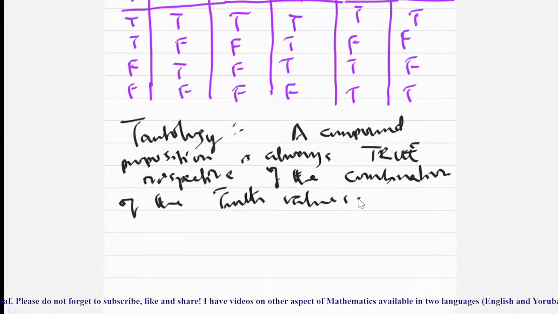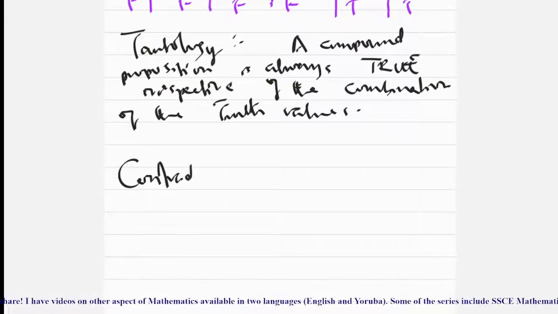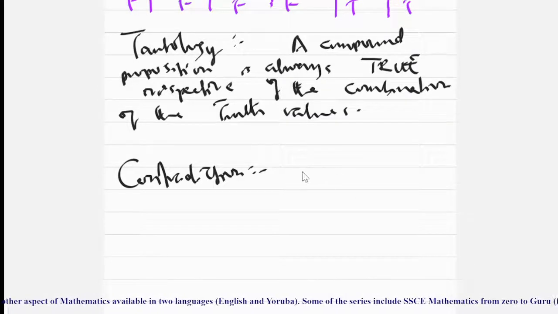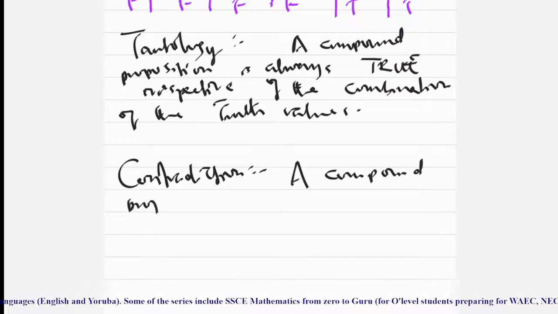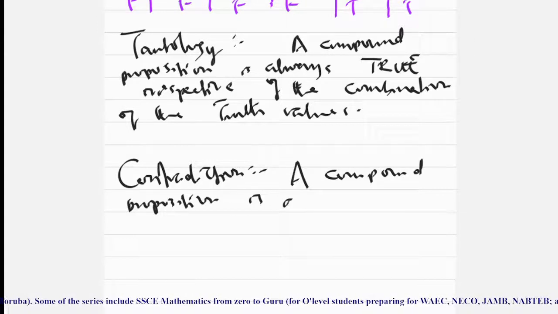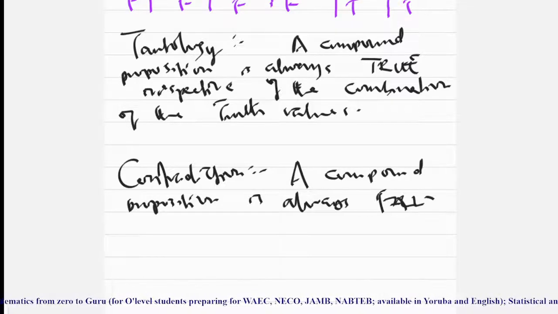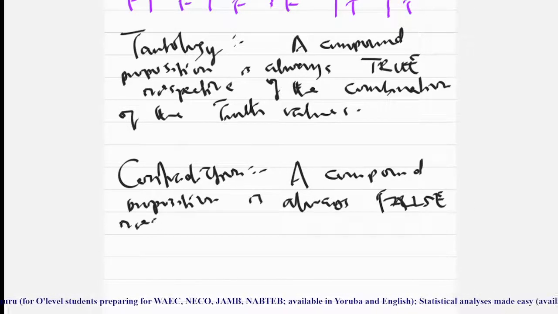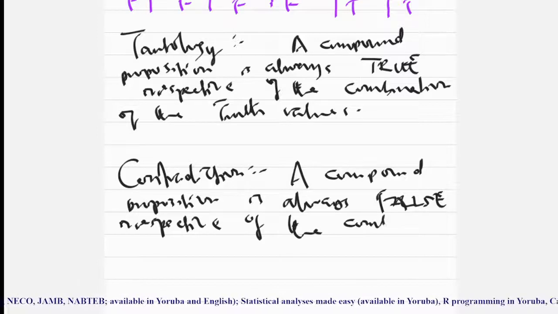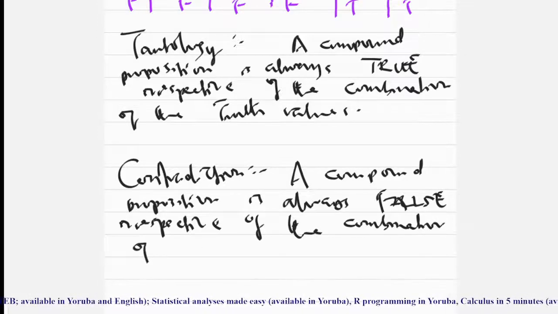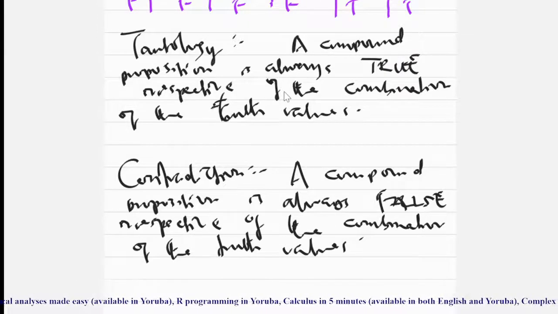I'm going to give you an example so that you are going to understand better. Then we still have contradiction. I know you used to use this in words as well. Contradiction is when the compound proposition is always false, irrespective of the combination of the truth values. You are going to see what I mean now.